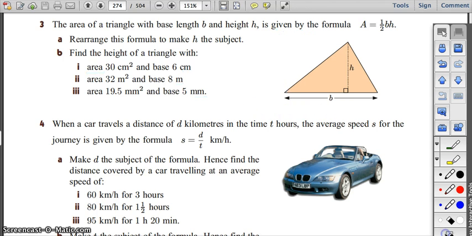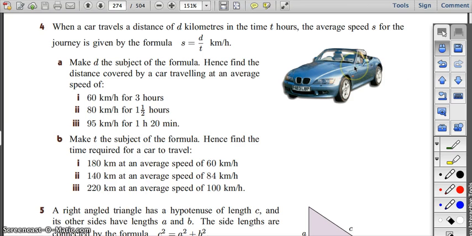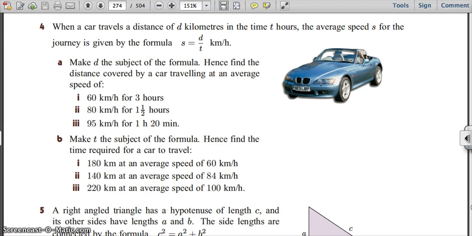when a car travels a distance of d kilometres in the time t hours, the average speed s for the journey is given by that formula. Make D the subject, so again you're rearranging. How would you rearrange that? S equals D over T. Well, because it's division by T, you need to make it a times. Yes. So it'd be S times T equals D. Excellent. ST equals D.